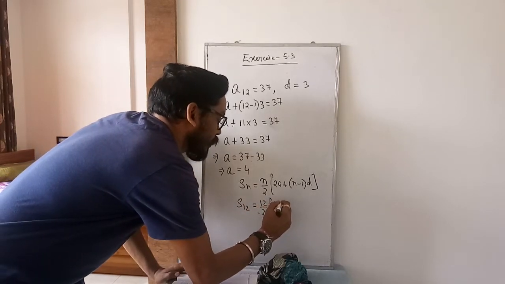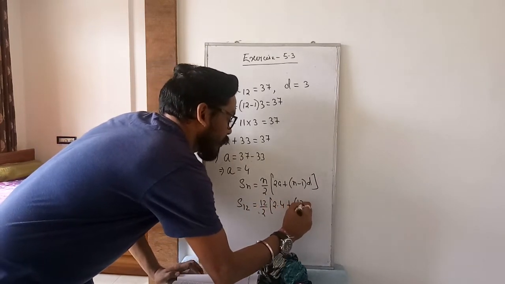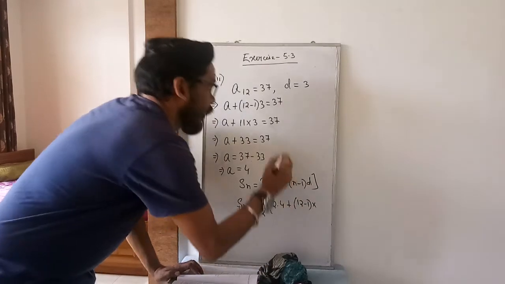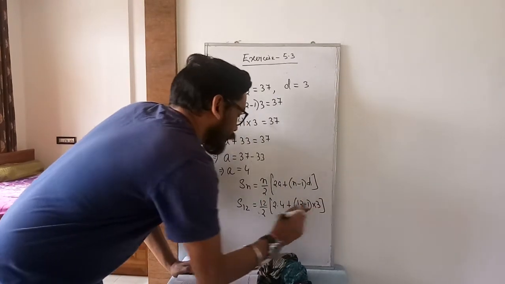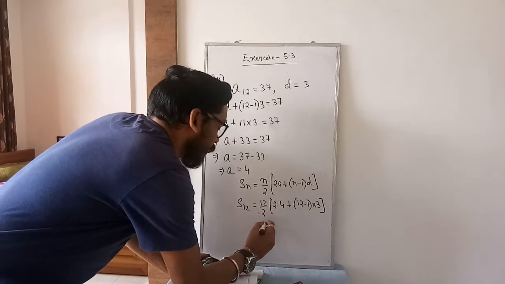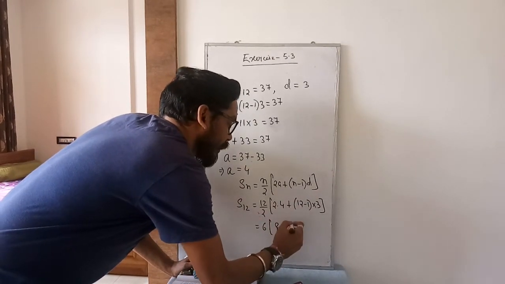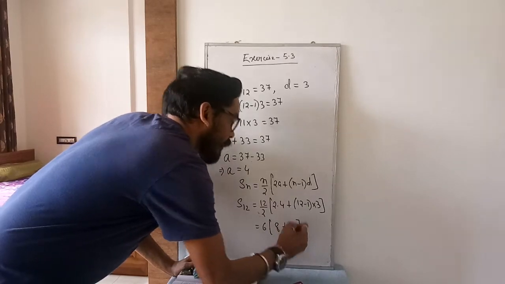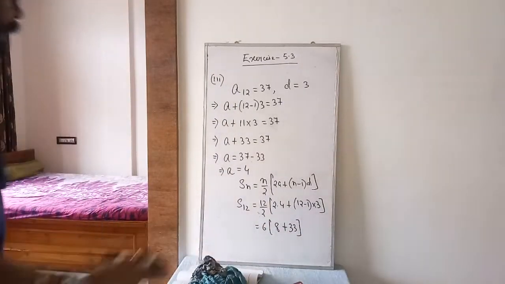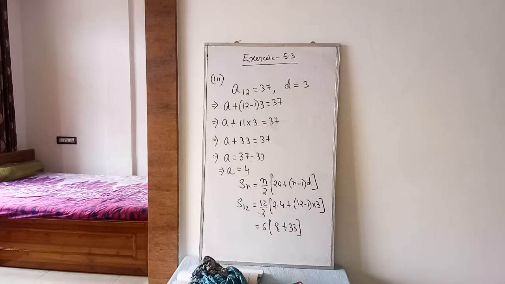Your A is how much here? 4. n is your 12 minus 1 and d is your 3. So you can cancel it here. It is 6. 2 4s are 8. 12 minus 1 is 11. 11 into 3 is 33. So take the screenshot of this part.